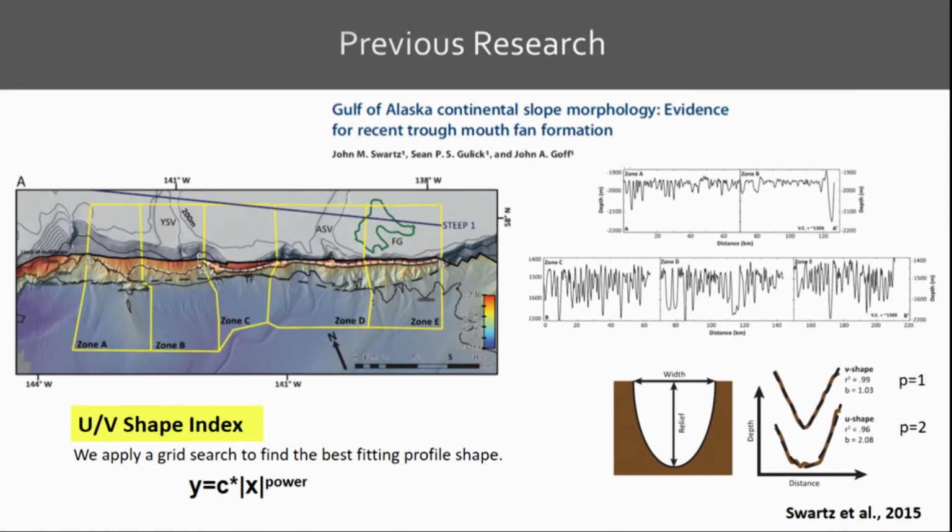Previous researchers have looked at this just in terms of one cross-section across the middle slope. This was one of our collaborators that's working on our new project. He measured the UV shape index, which is essentially finding the power of this function according to a best fit. If you have a power of 1, what we're looking at is a really V-shaped profile, whereas, for example, a power of 2 would be very U-shaped. So 1.5 is the cutoff between U-shaped and V-shaped, but it's somewhat qualitative as well.